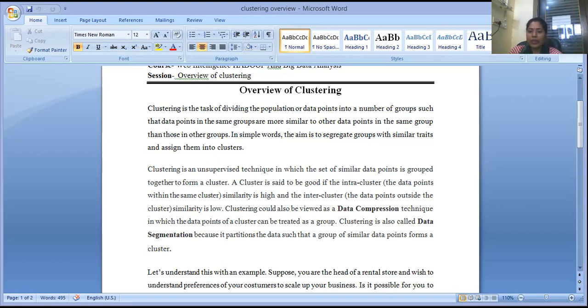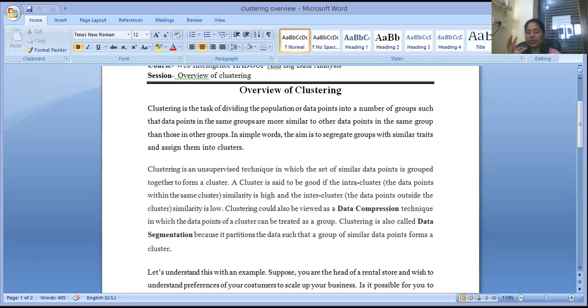Clustering is an unsupervised technique in which a set of similar data points is grouped together to form a cluster, isn't it? I have already told you that there are two techniques used in data science: supervised and unsupervised. So clustering is an unsupervised technique in which a set of similar data is grouped together to form a cluster. A cluster is said to be good if the intra-cluster similarity, of data points within the same cluster, is high and the inter-cluster similarity, of data points outside the cluster, is low.